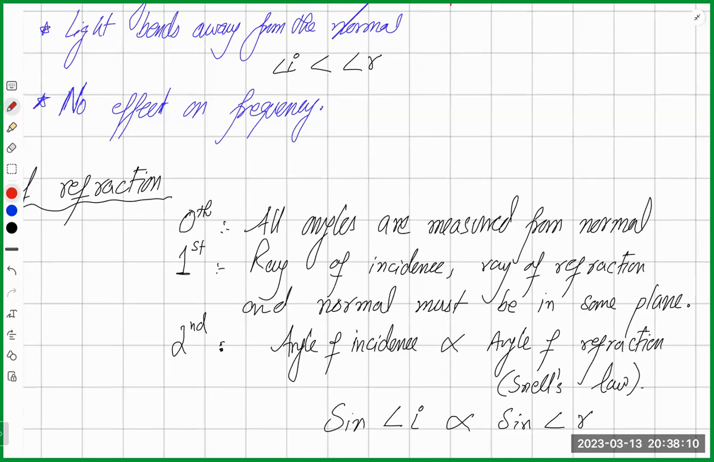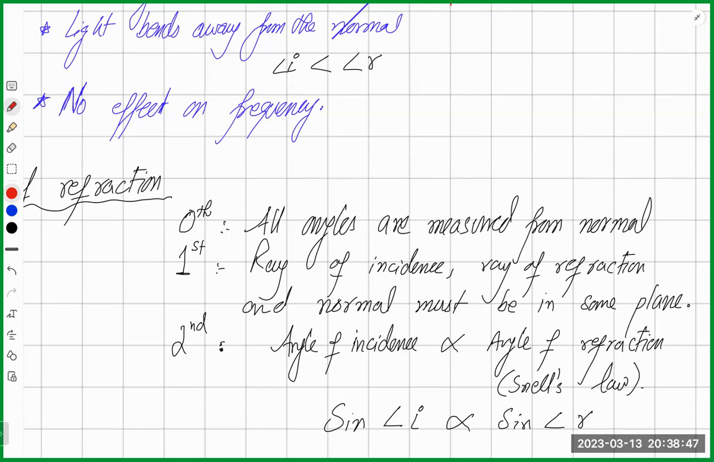Number two, ray of incidence, ray of refraction, and normal ray must be in the same plane. Because we are talking about three-dimensional space, light can move in three dimensions as it normally does. Then there will be a problem because it will be difficult to measure the angles. So for simplicity, we are considering that all of the light rays are in the same plane.